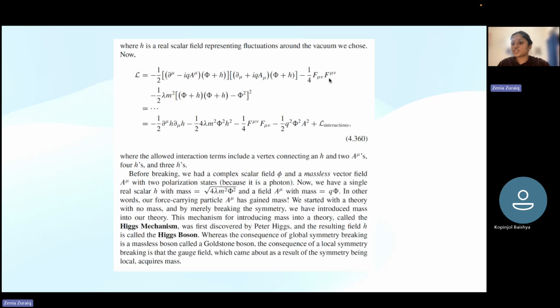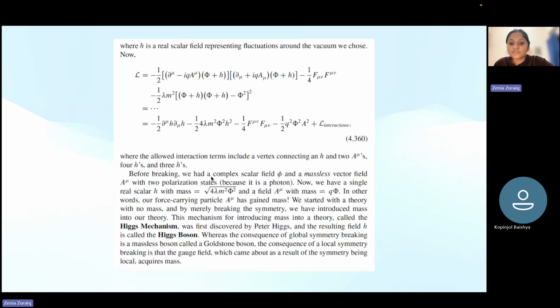You can see that I have my F mu nu, which seems to be not affected. And then of course, all the phi terms are replaced, right? But now another interesting thing happens, which is that if I now expand this, I end up with a massive term, F mu nu, and some interaction term, right? This q squared phi squared A squared. So this A is from the gauge field, phi is the vacuum, and so on. The allowed interaction term includes a vertex connecting an h and two A's. So I think this is L interactions. They've not written it down.